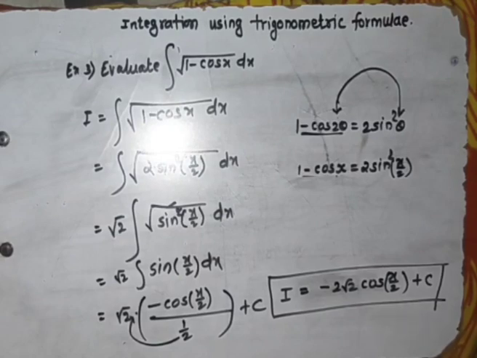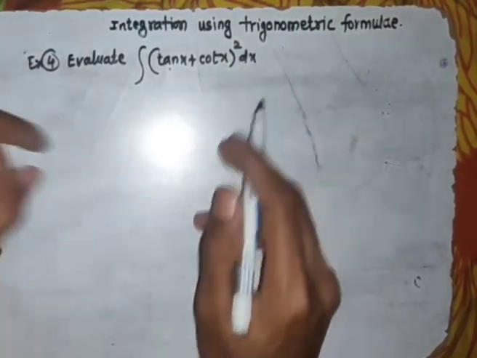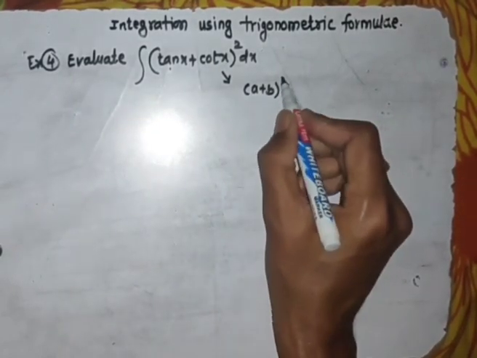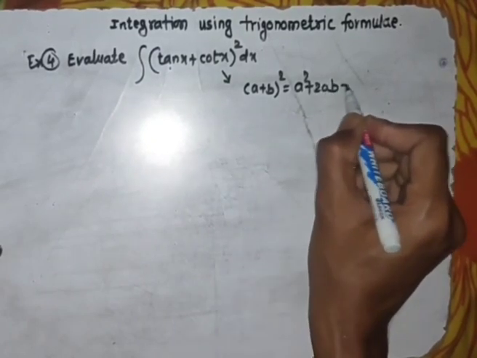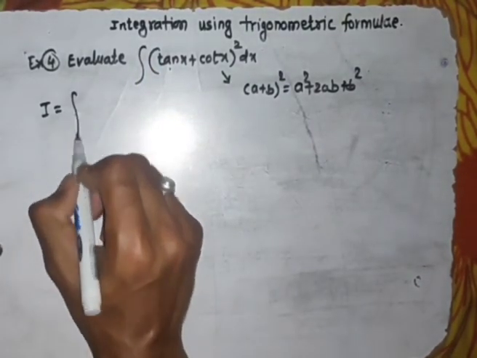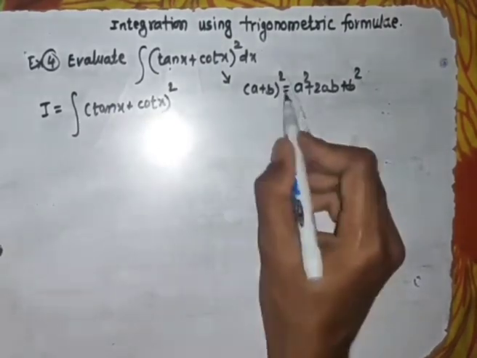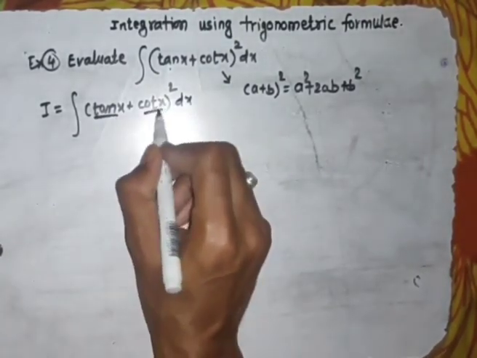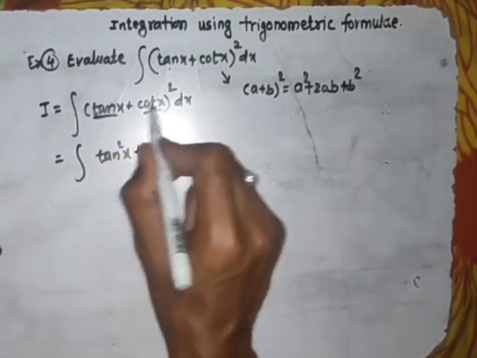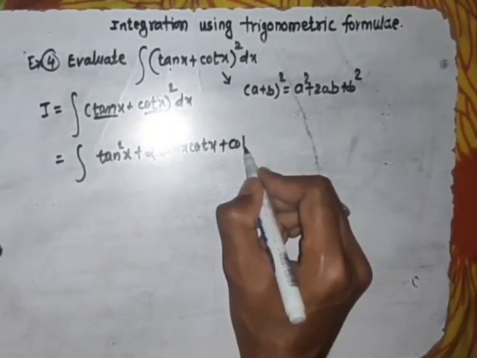Okay, remember the steps. Next integral: evaluate the integration of in bracket tan x plus cot x bracket square dx. Now here we first have to expand the given term using the formula a plus b bracket square, which is a square plus twice ab plus b square. Here a is tan x, b is cot x. Can I write tan square of x, plus 2 times tan x into cot x, plus cot square of x.